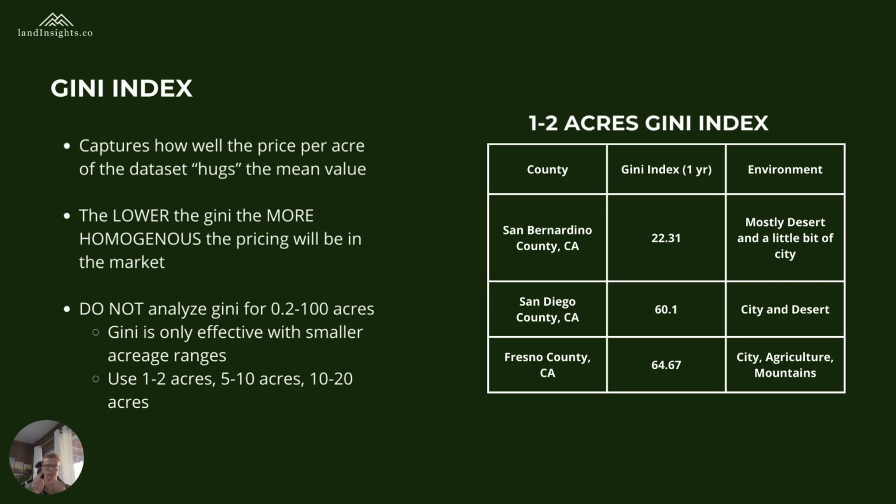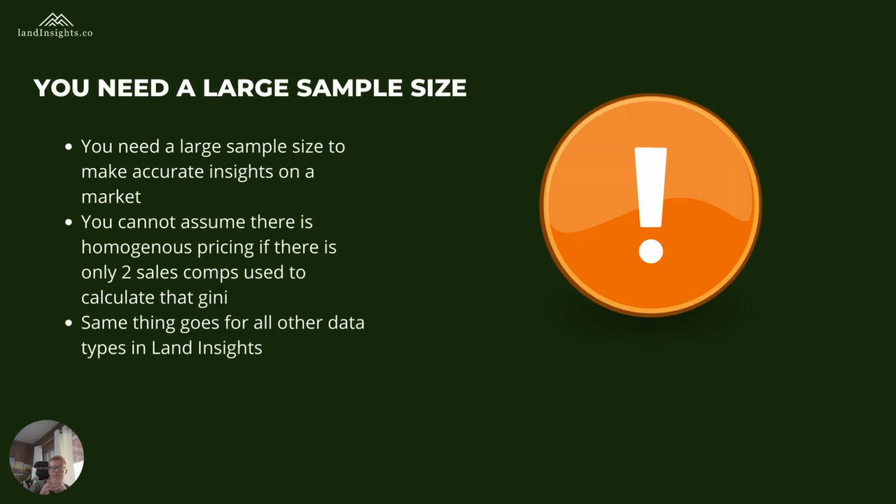Only small acreage ranges. Now, I just brought up a lot of pricing calculations and all the ways to analyze pricing. One thing to note is you need a large sample size to make any accurate representation of pricing in that area. If you have like 2 comps supporting a low Gini, that is not enough to say that it's homogeneously priced. You need at least 10 if you're in a county to accurately say it's a low Gini and a homogeneously priced area. Obviously, the more you have in your sample size, the more accurate your estimates are going to be. So do not make any assumptions off of small sample sizes. Make sure those are large sample sizes.